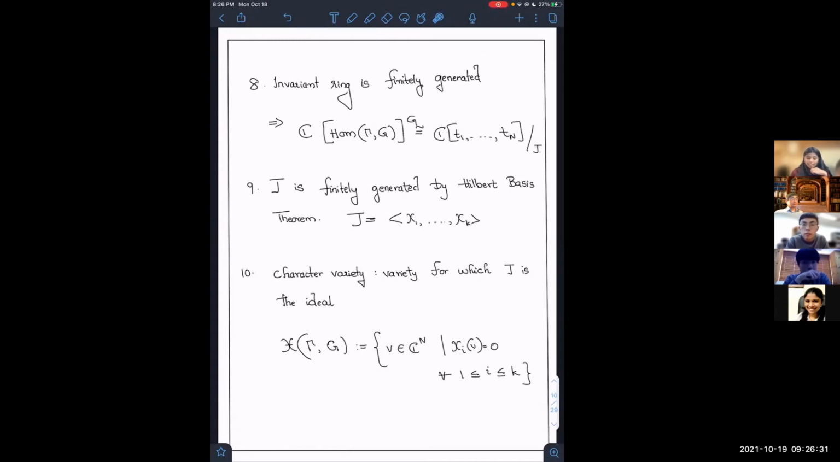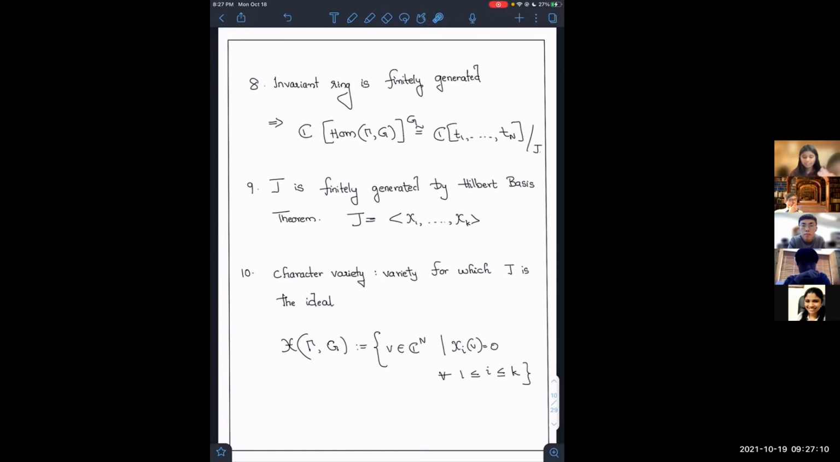Since it is finitely generated, we can write it as a quotient of some polynomial ring in capital N variables. So this subring will be isomorphic to C[T1, ..., TN] quotiented out by some ideal J. Then by the Hilbert basis theorem, this ideal J is finitely generated, which means it's generated by some, say, K elements, chi_1 to chi_k.